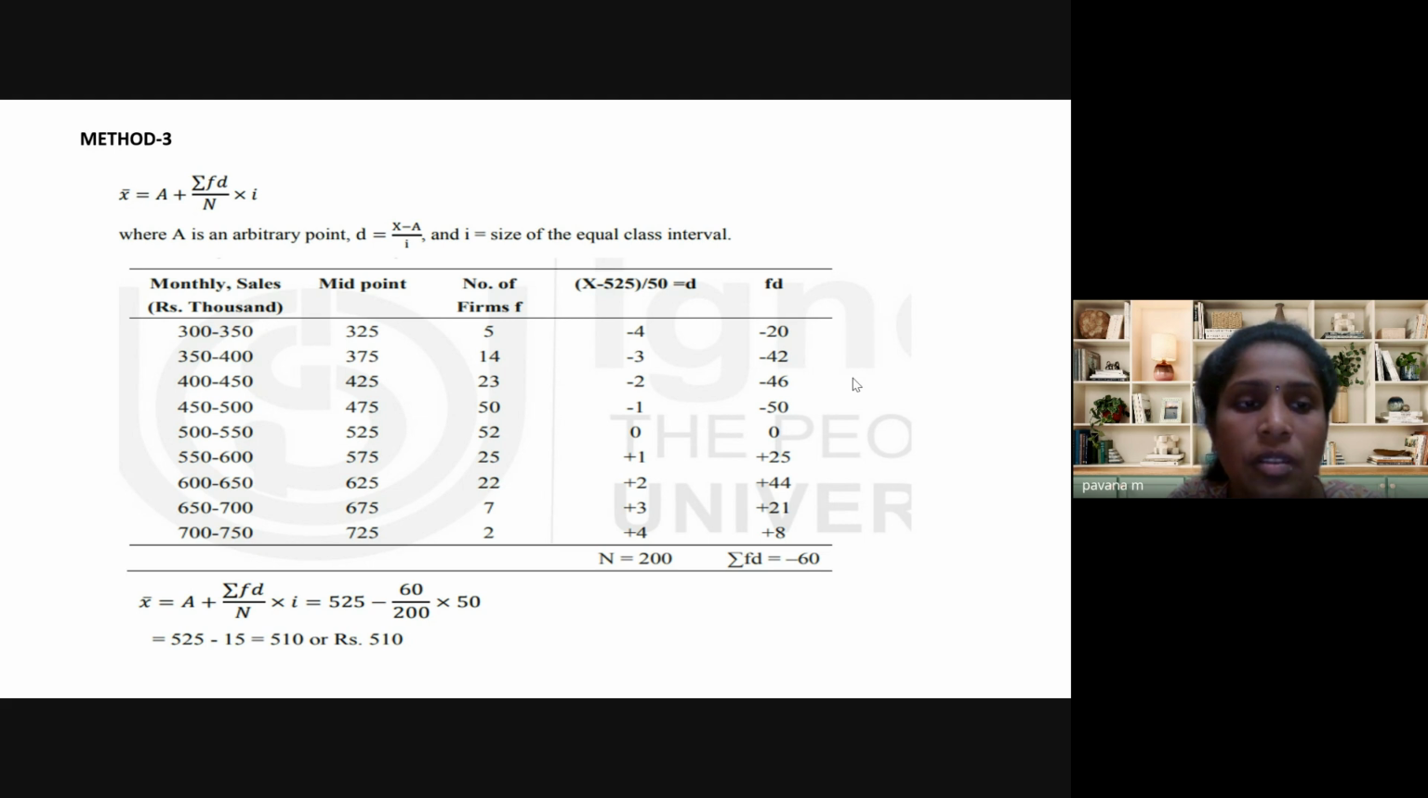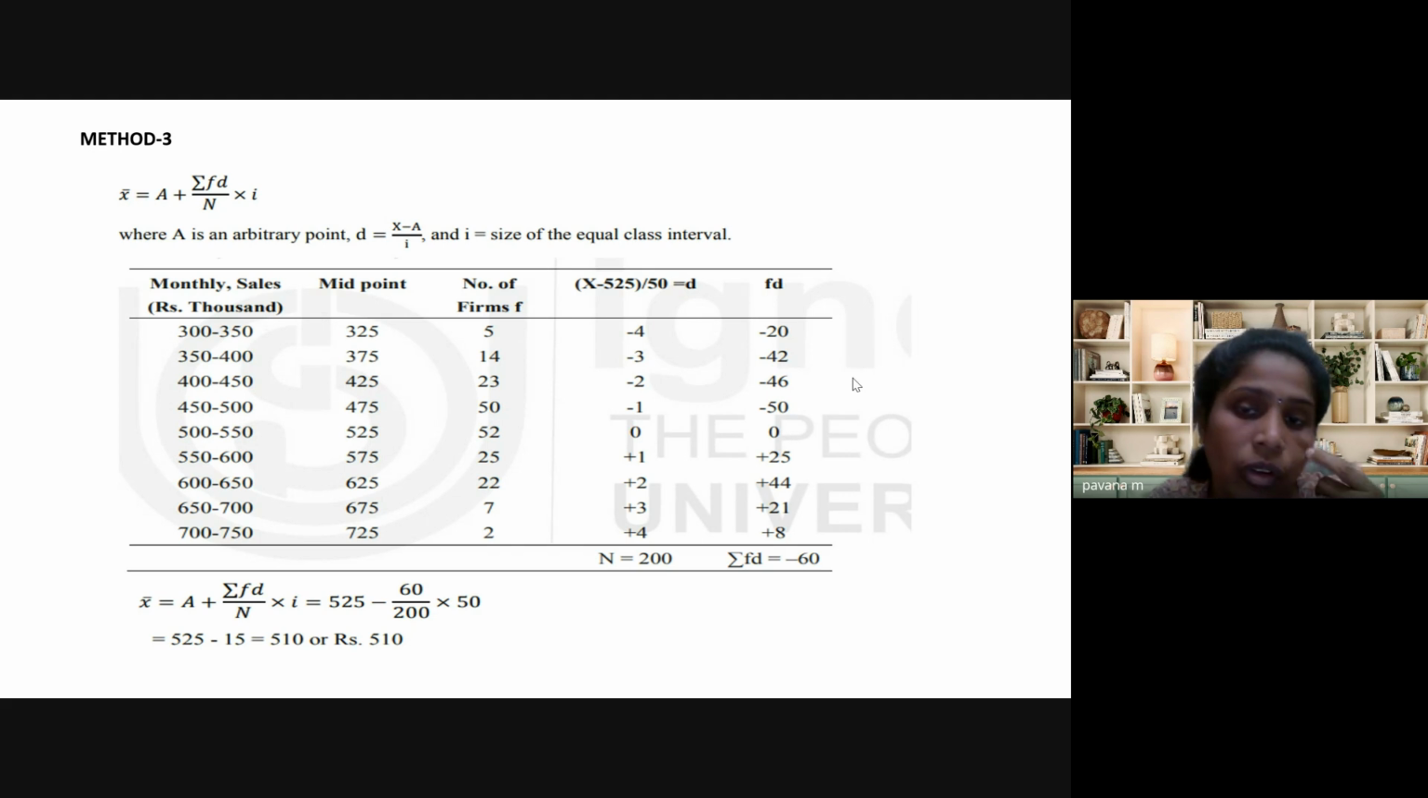X minus a means the assumed arbitrary point is 525. X minus 525 by 50. How do you get 50? 50 means I, the gap of the interval, the class interval. So here 300 to 350, the class interval is 50. 350 to 400, again the class interval is 50. That's why I is 50. So x minus a by 50. Here the x value is the midpoint value.